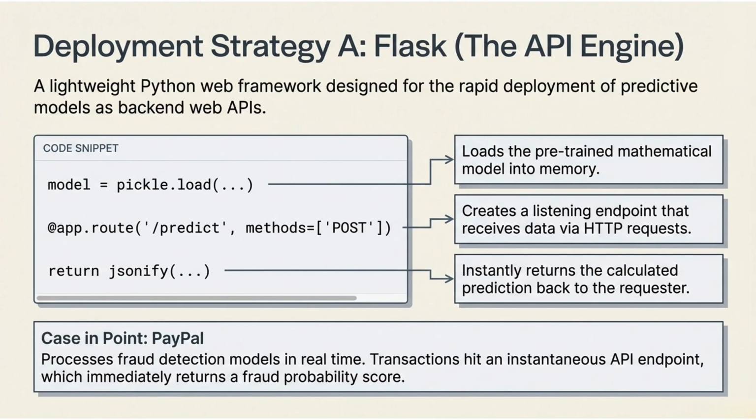One common deployment method is using Flask. Flask is a lightweight Python web framework used to create backend APIs. In this approach, the trained model is loaded into memory. Then, an API endpoint is created that accepts input through the HTTP request. The system processes the input using the model and immediately returns a prediction. For example, companies like PayPal use similar real time APIs for fraud detection.